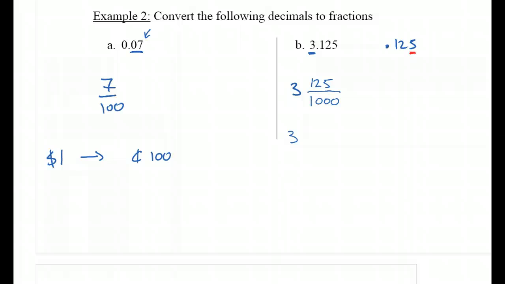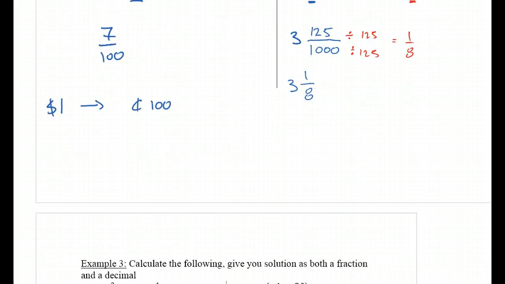But I can see that the highest common factor in this case is going to be 125. So 125 goes into 1,000. So I'm going to divide both top and bottom by 125. And I will get, as an answer, 1 over 8. So my final answer is 3 1/8. Okay, there we go. Let's keep rolling along here.